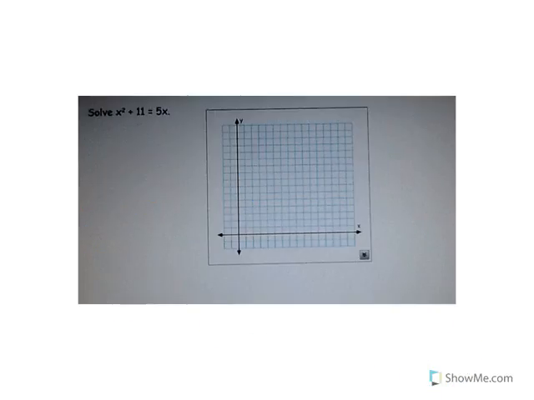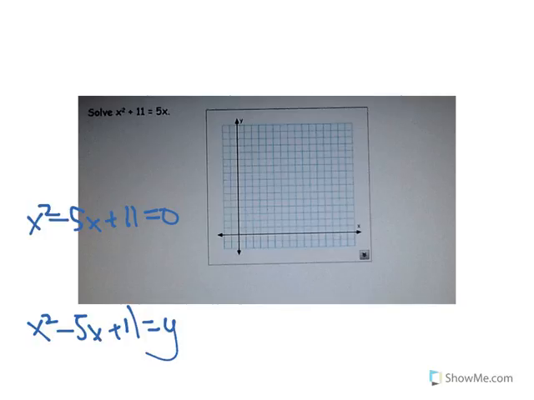So now let's look here. Different case here. x squared minus 5x plus 11 is equal to 0. Well, we'll come back to that in a second. So it's going to be x squared minus 5x plus 11 is equal to y. That's the first thing we want to do. So let's figure out where that line of symmetry is. It's going to be negative b, so that's 5 over 2a, so 2 times 1. So my line of symmetry is going to be 5 halves. 5 halves is going to be right about here.